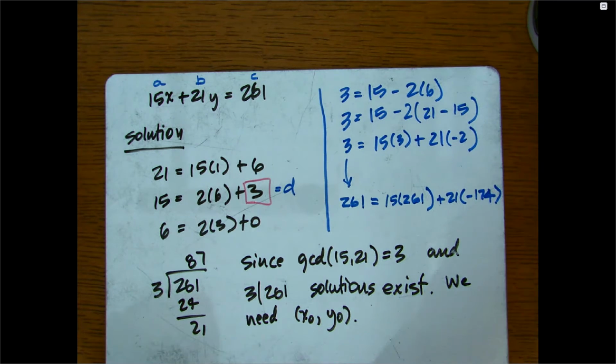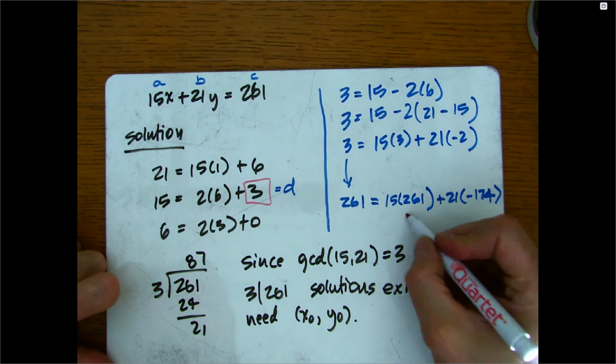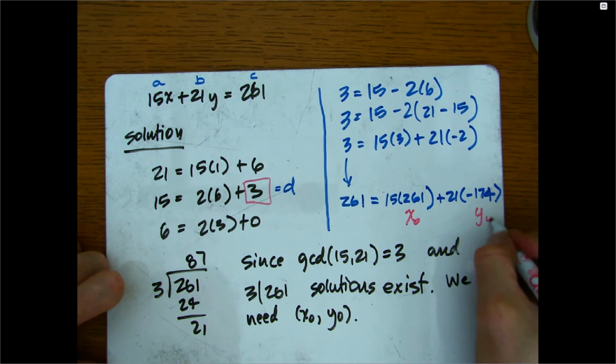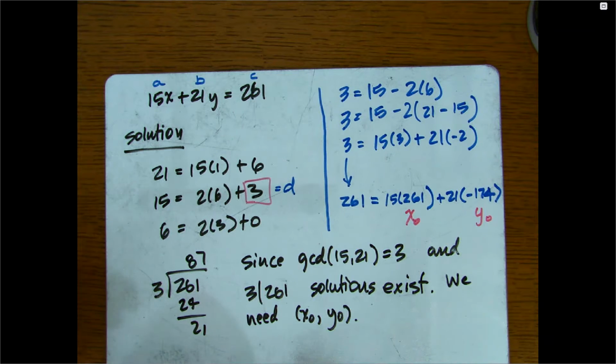So what have we found? We've just found our x naught, y naught, right? So this is my x naught, and that's my y naught. And once I have that, I pretty much have the problem gutted, right? I know all the parts and pieces I need to just simply plug into the general form. And so let's do that next.